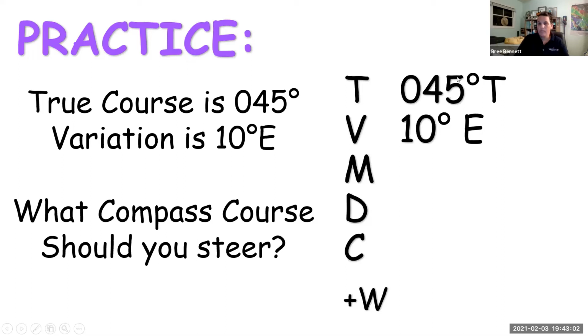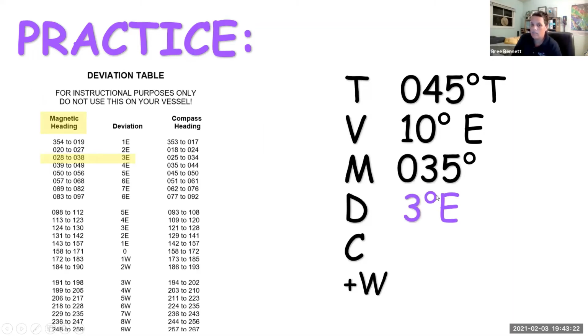And then I apply this. So if I have 045 and then my variation is 10 degrees east. But if I'm going down here, my rule is that I'm going to be adding west. So this 10 degrees east becomes a negative number. So my magnetic is 035 because I subtracted that number, because going from T to M to C, I'm going to be adding west, but my value here is east. So I'm changing the sign on it, if you will.